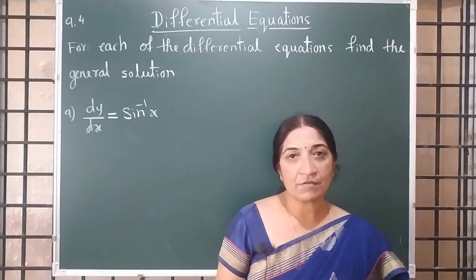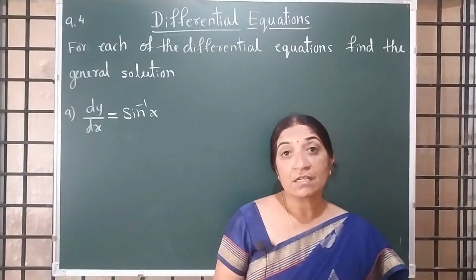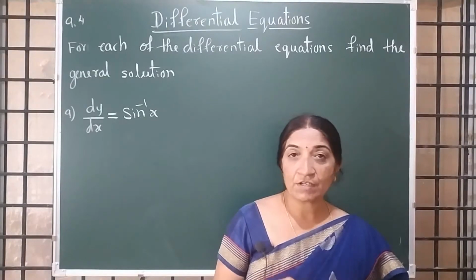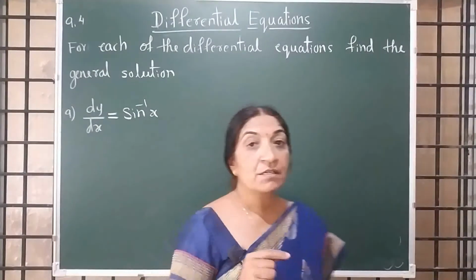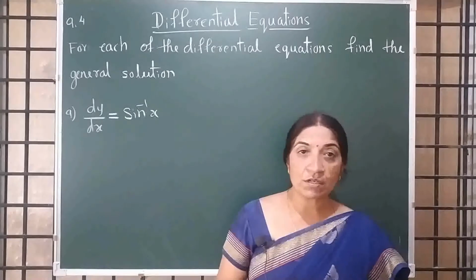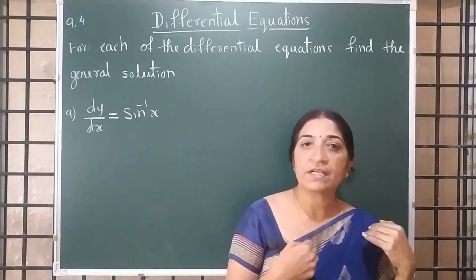One is separating the variables, another is linear differential equations, and another is the homogeneous equation. So we have to see which one is applicable. See, in exercise 9.4, question number 9, dy upon dx is equal to sin inverse x. Already you are familiar. Separating the variables means what? With x we have to write dx, with y we have to write dy.